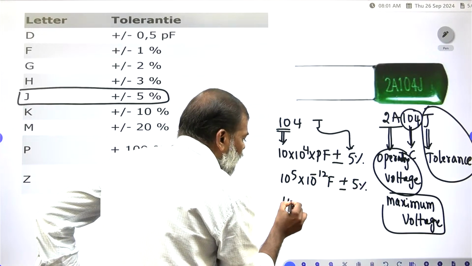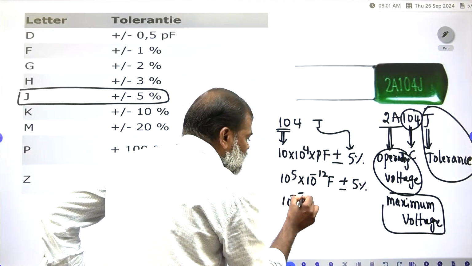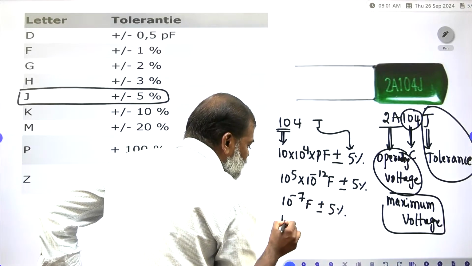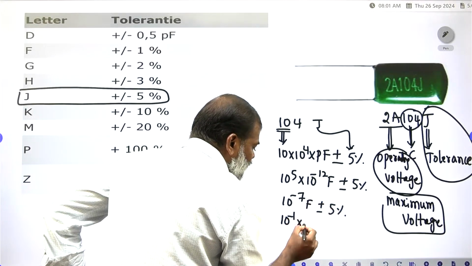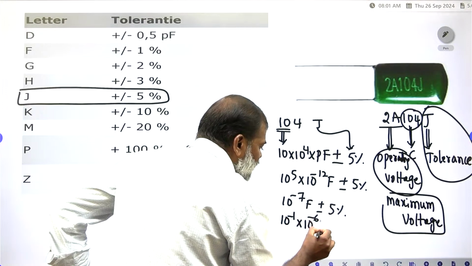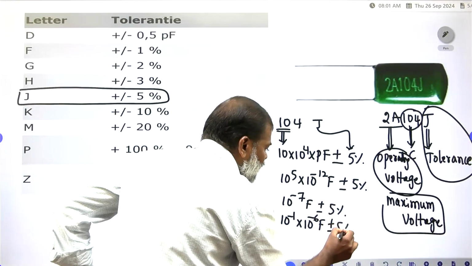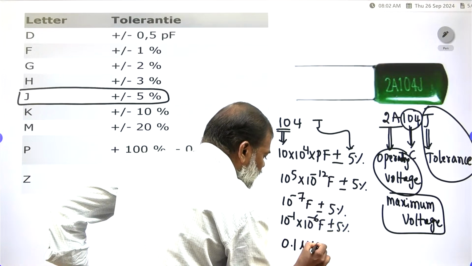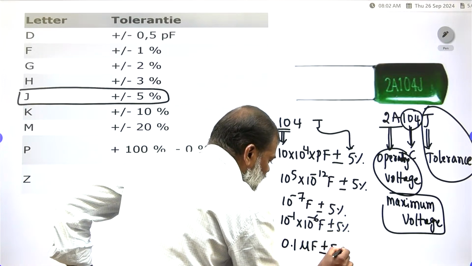10 to the power of minus 7 farad plus or minus 5% means 10 to the power of minus 1 into 10 to the power of minus 6 farad plus or minus 5%. Therefore, 0.1 microfarad plus or minus 5%.